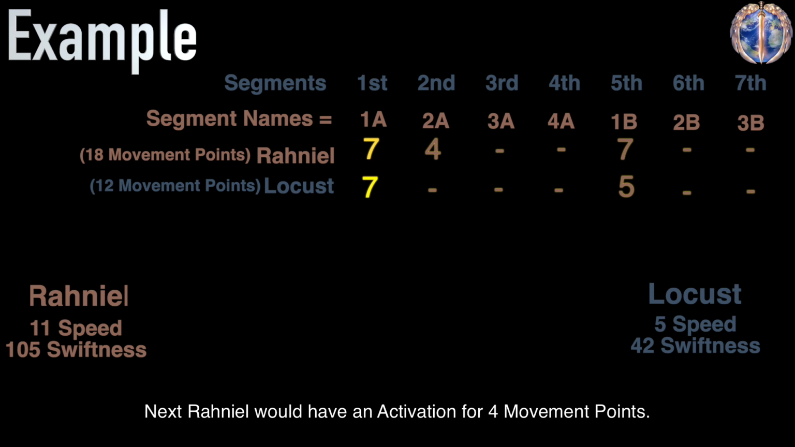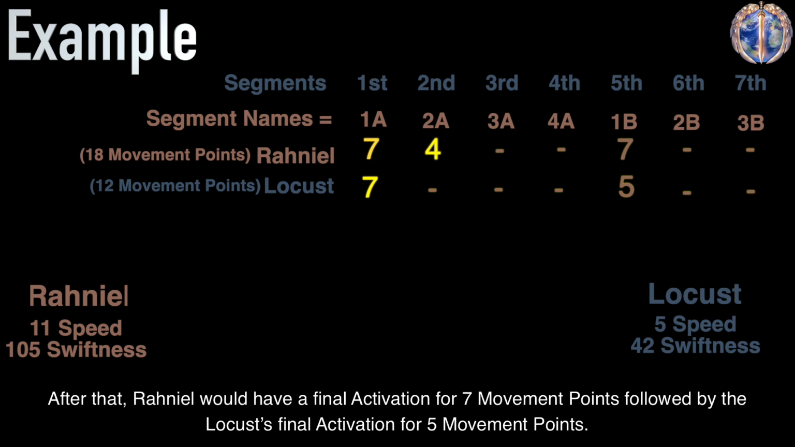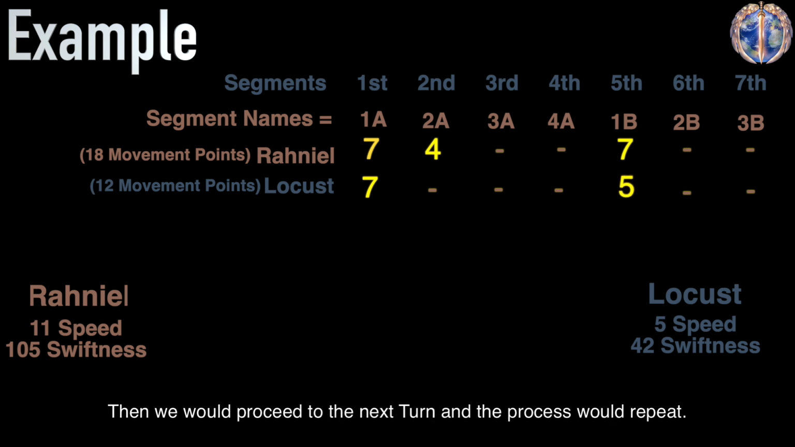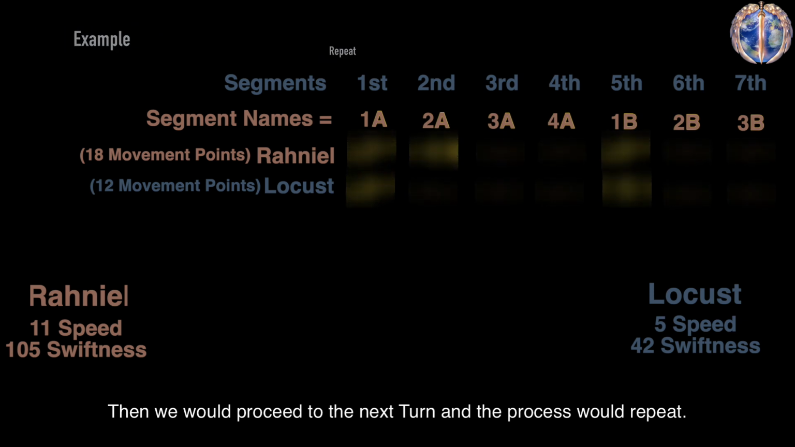Next, Roniel would have an activation for 4 movement points. After that, Roniel would have a final activation for 7 movement points, followed by the Locust's final activation for 5 movement points. Then we would proceed to the next turn, and the process would repeat.